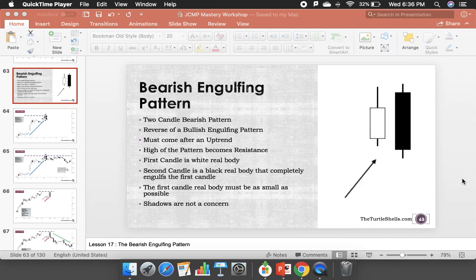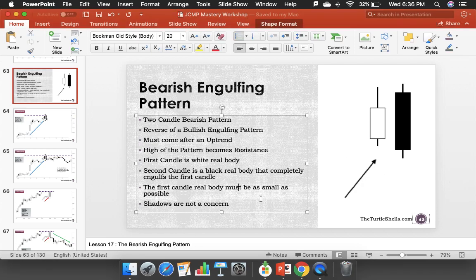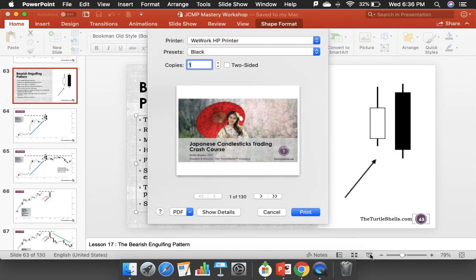In the previous video, we looked at the shooting star. We studied the shooting star. Now we will look at the bearish engulfing pattern. The bearish engulfing pattern is just a reverse of the bullish engulfing pattern.